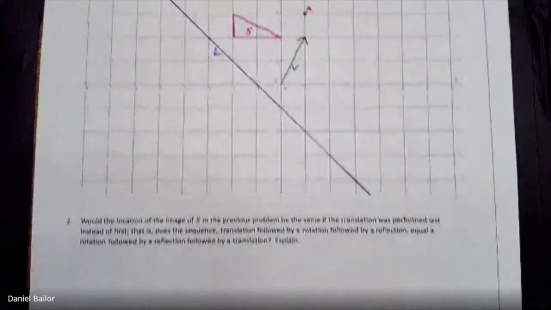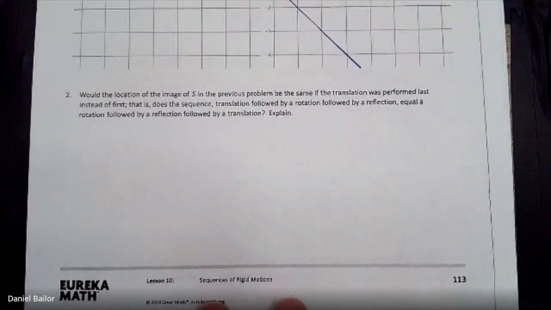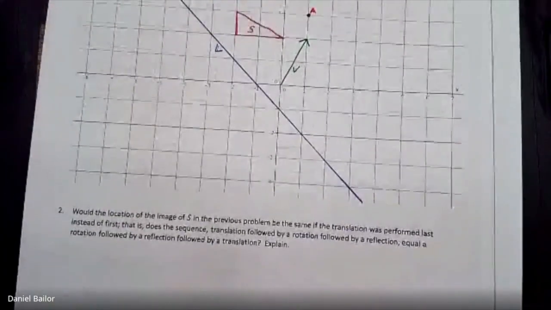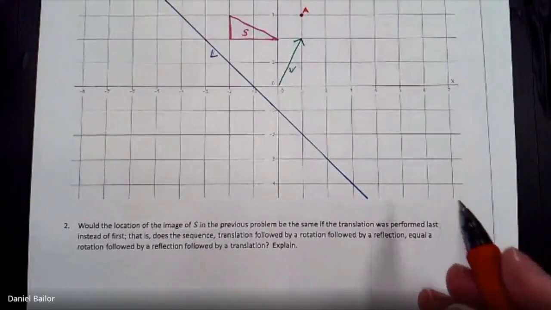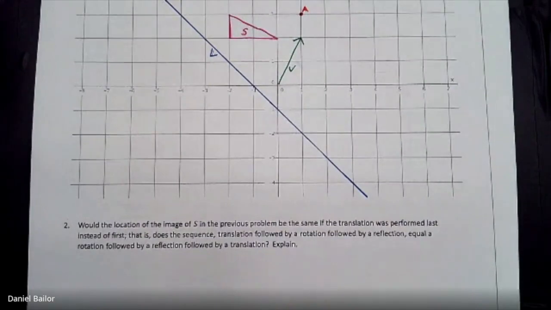For number 2 on the problem set, would the location of the image S in the previous problem, so still talking about S up here, be the same? So would it be the same if the translation was performed last instead of first?